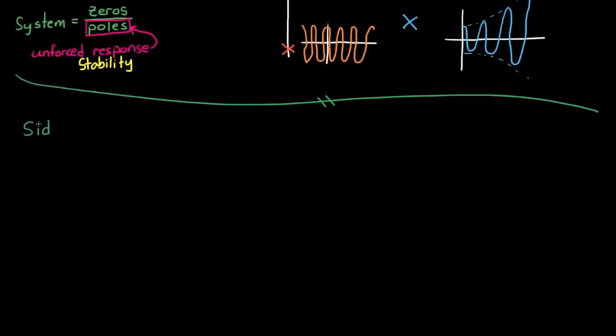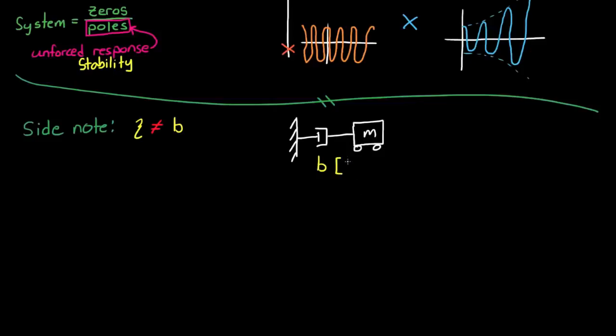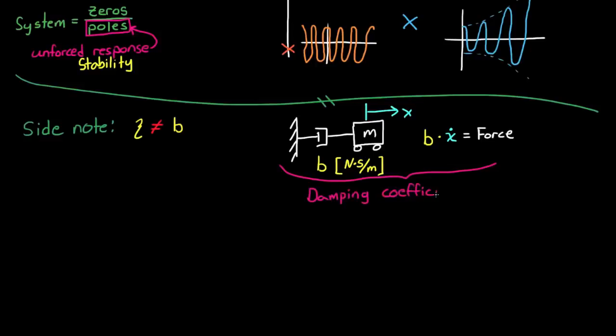Let me give you a quick side note. Don't be confused between the term damping ratio and the term damping coefficient. They aren't equal. The damping coefficient is the value of the damping term, in Newton seconds per meter, so that when you multiply it by a velocity, you're going to get force out. This damping coefficient can have any number of values based on the size of the system that you're developing.